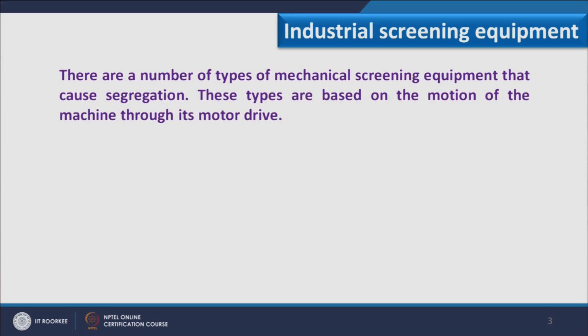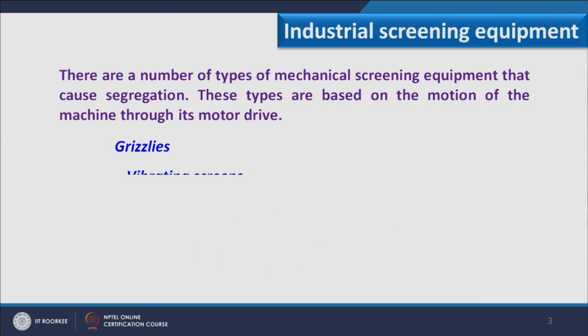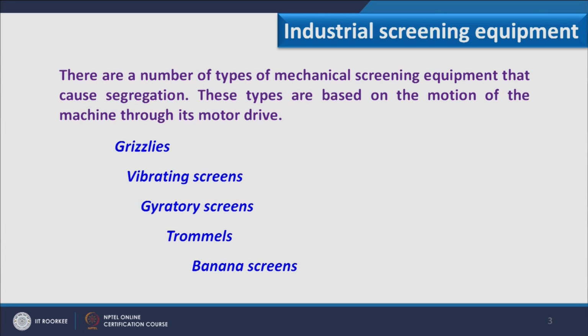So, there are a number of types of mechanical screening equipment that cause segregation. These types are based on motion of the machine through its motor drive. There are a number of screens: first is Grizzlies, second is vibrating screens, third is gyratory screens, trommels, and finally we have banana screens. So, we will discuss these screens one by one. First of all, we will focus on Grizzlies.